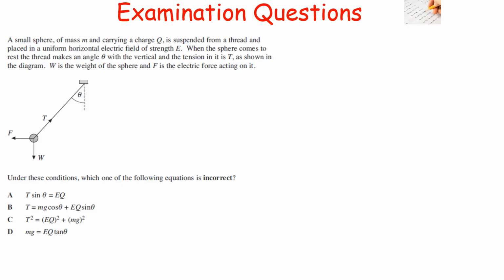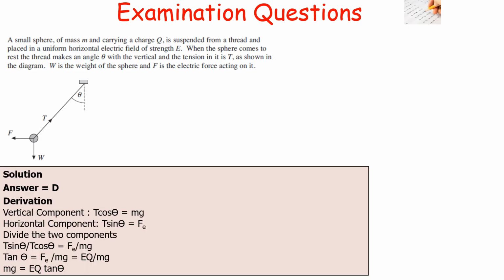Right, so the answer here is going to be D. And why is that? Well, we know that the vertical component is going to be T cos theta is equal to mg, because when we've resolved our angle for tension, which you can see is at an angle of theta, we can say that the vertical component of tension is T cos theta and therefore must equal the vertical force, which is the weight of the object, and therefore we know that the horizontal component is T sin theta, which is equal to the electrical force in this instance.